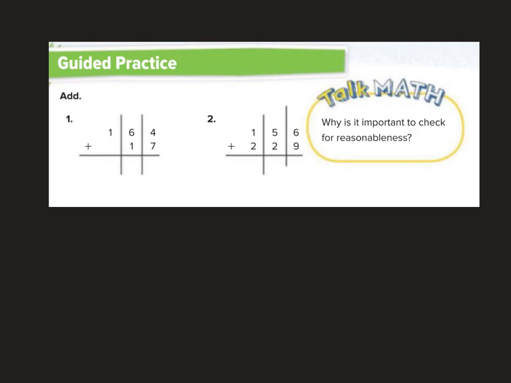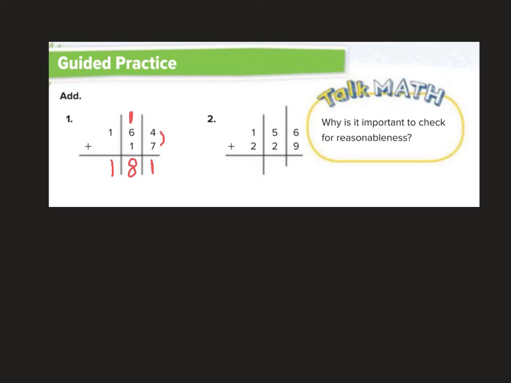I have my ones column. 4 plus 7 makes 11. 11 has 1 ten and 1 one. So I'm going to regroup my 1 ten on top of the tens column, and I have 1 one left over. Let's add our tens. 1 plus 6 plus 1 equals 8 tens. No regrouping there because 8 is a one-digit number. And 1 plus 0 is 1. There we go. And let's try number 2.